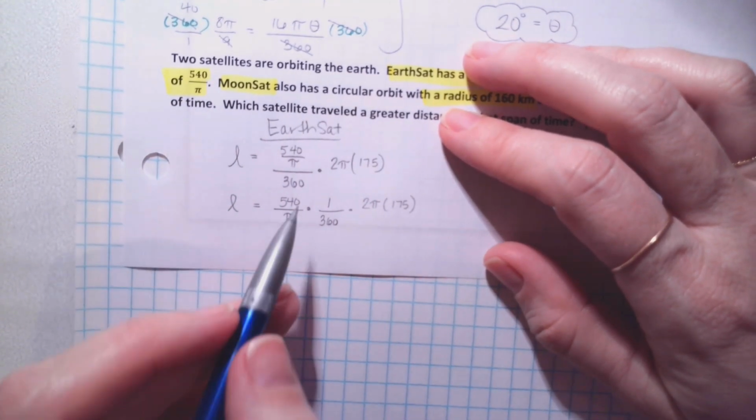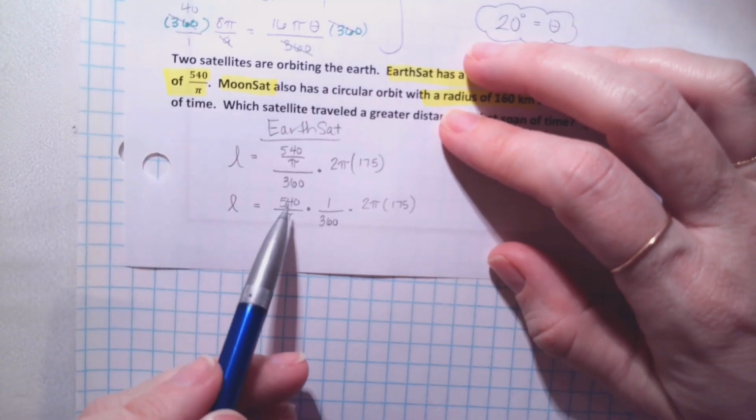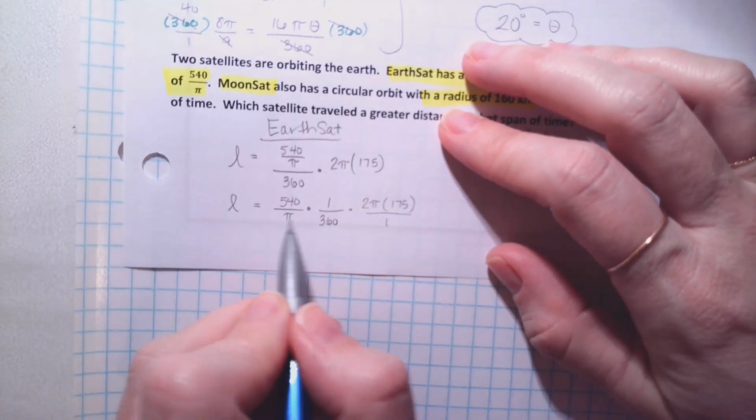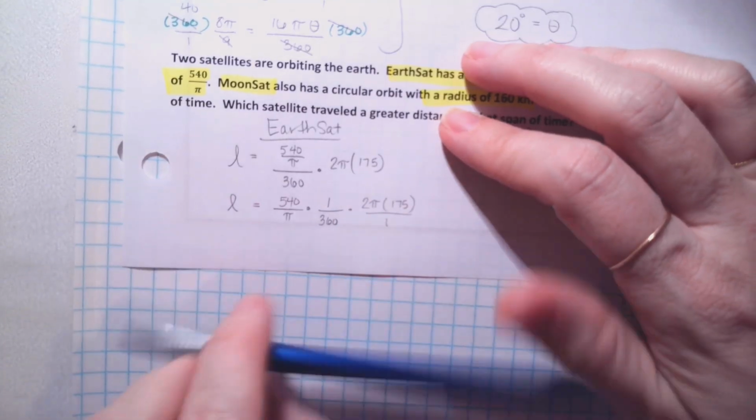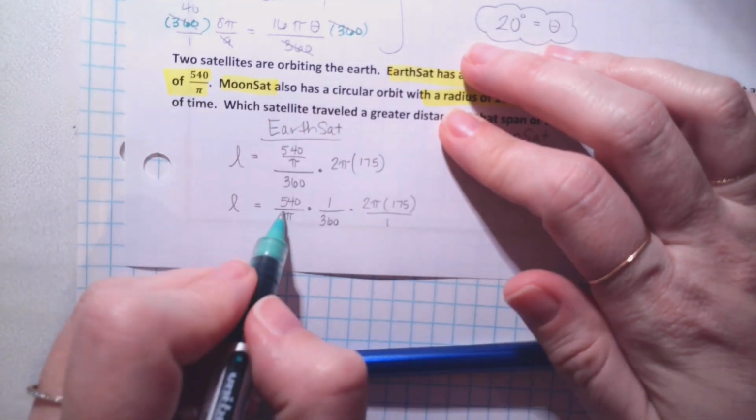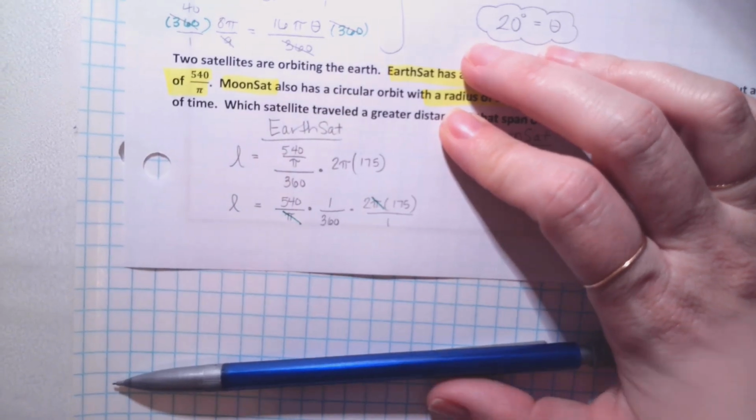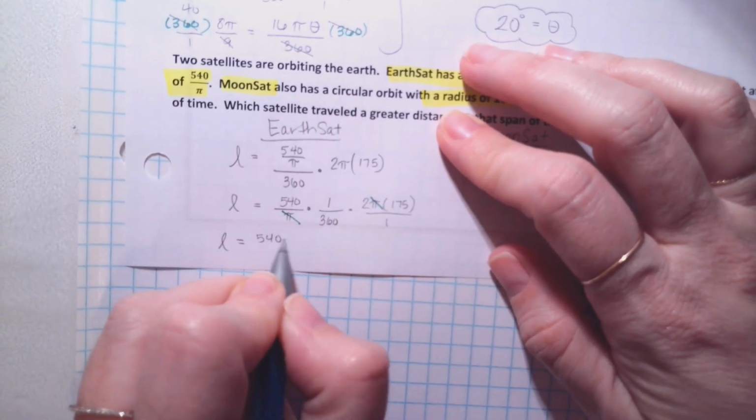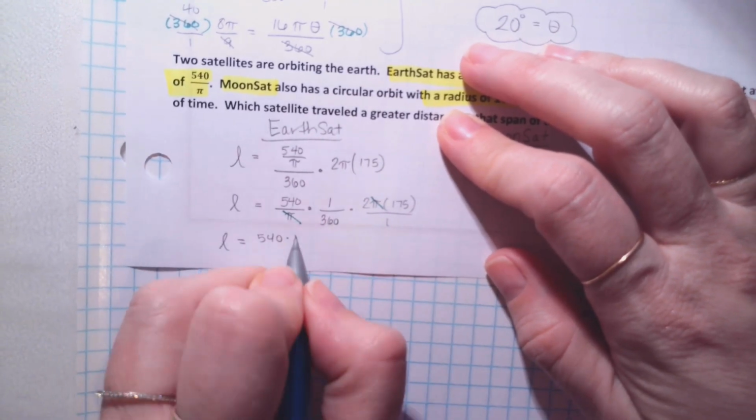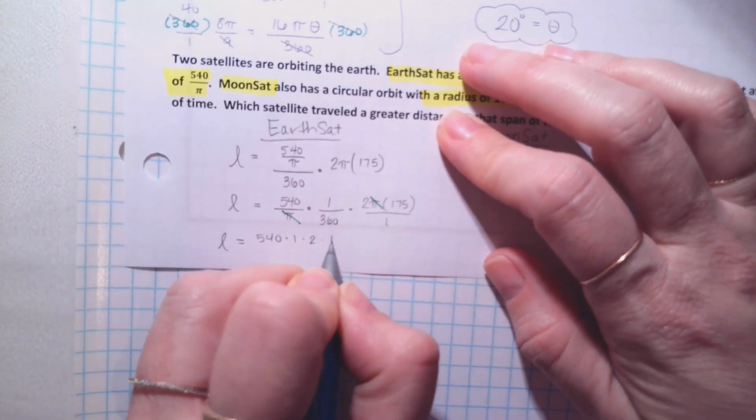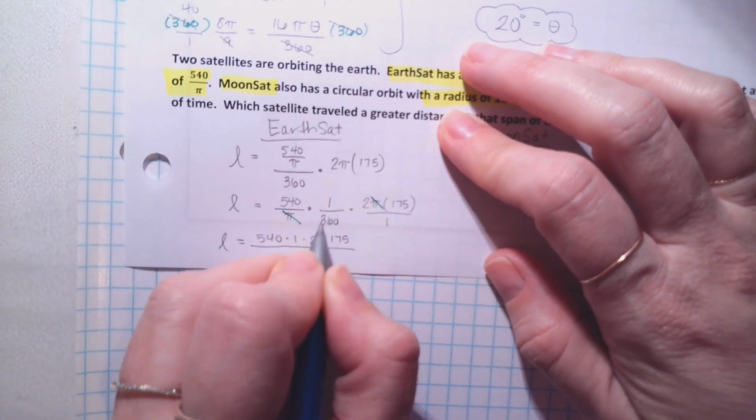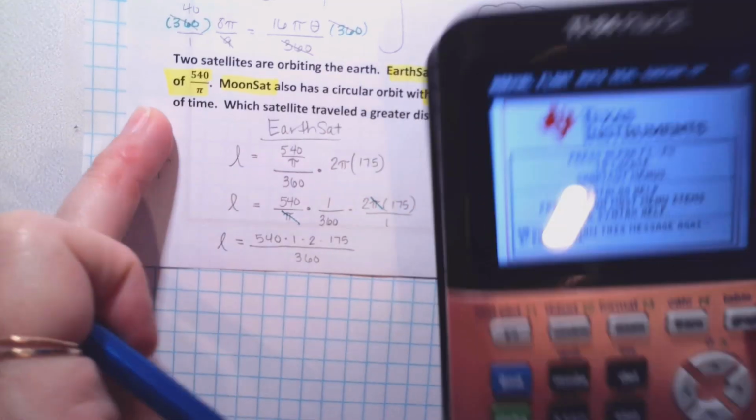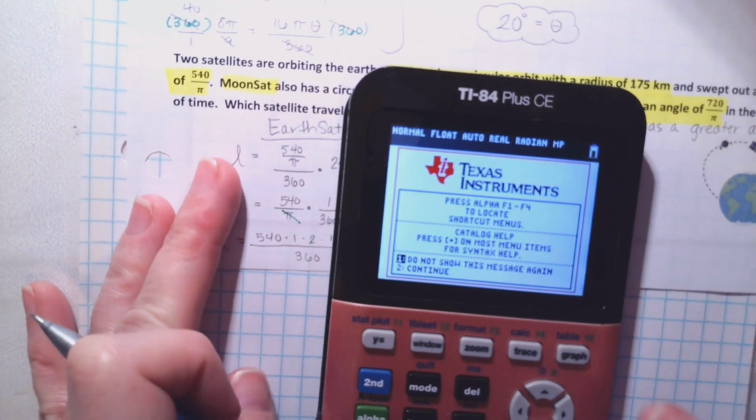Remember, you can simplify not only vertically within the same fraction, but you can also simplify diagonally, and that includes diagonally here. So I'm going to cross out those pi's because they cancel out. If you look at what we have left, on the top we have a 540 times 1, times a 2, times a 175, and on the bottom we just have a 360. So I'm going to pop this into my calculator instead of simplifying by hand, just for the sake of time.